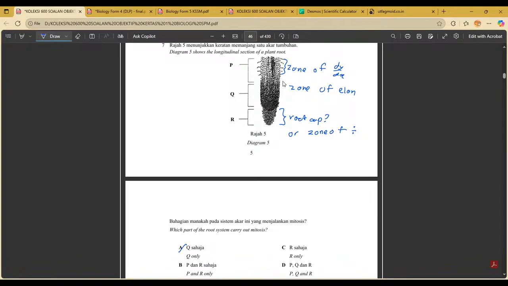This is the zone of differentiation. This is zone of elongation. This is zone of cell division.